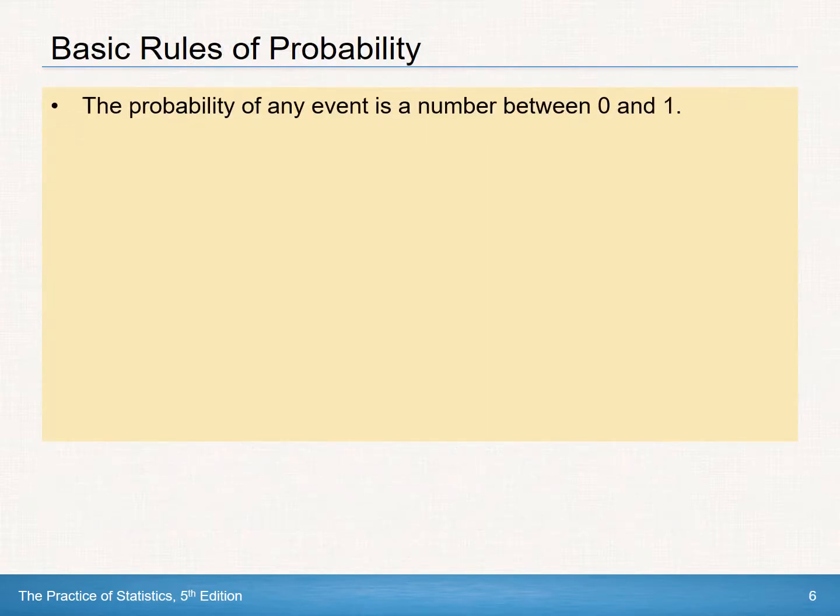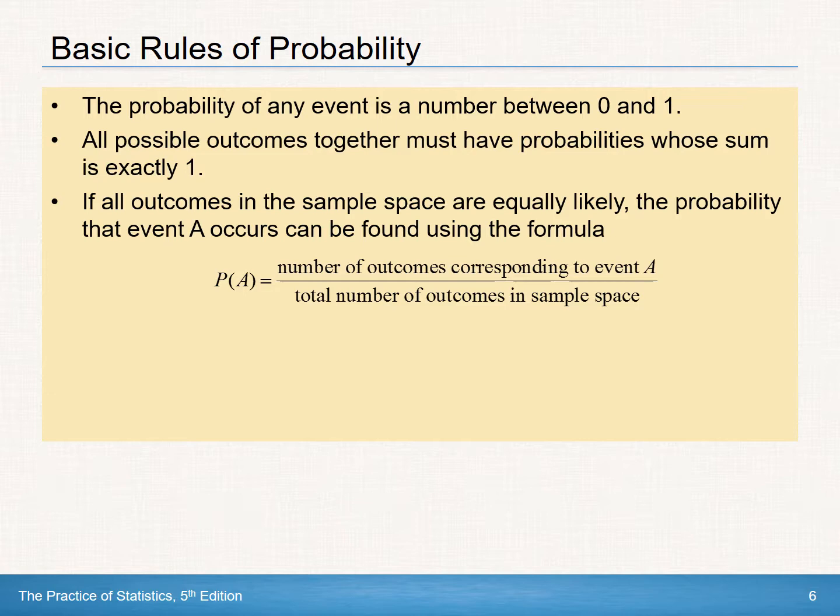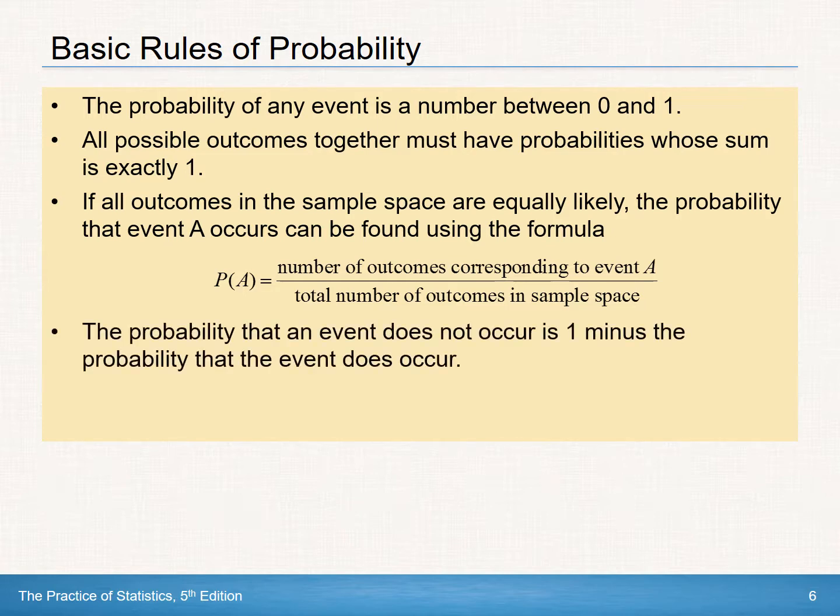So the probability of any event is a number between 0 and 1. All possible outcomes together must have probabilities whose sum is exactly 1. If all outcomes in the sample space are equally likely, the probability that an event A occurs can be found using the formula: the probability of A is equal to the number of outcomes corresponding to event A divided by the total number of outcomes in the sample space. You should know that from basic probability we've done in previous courses.